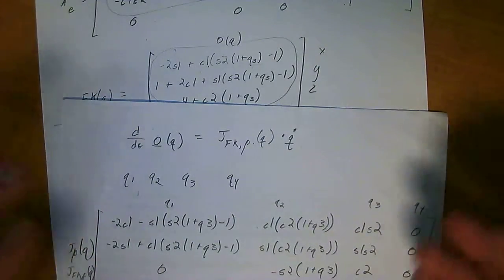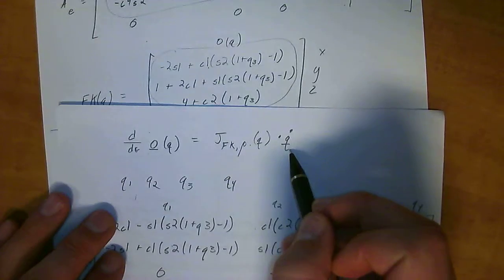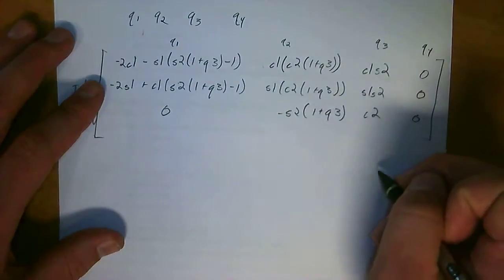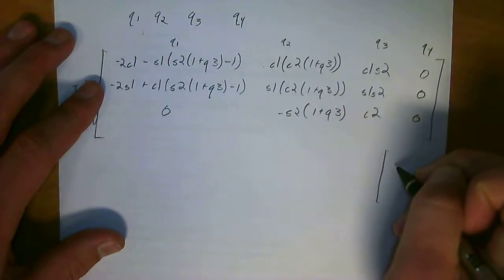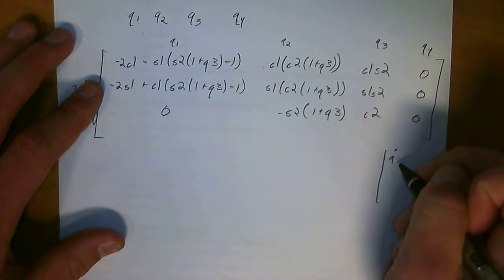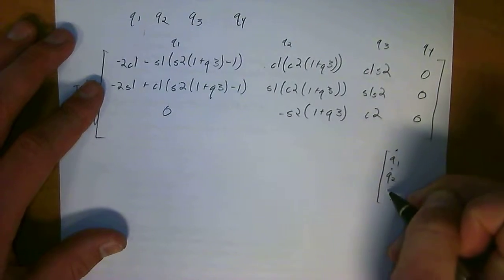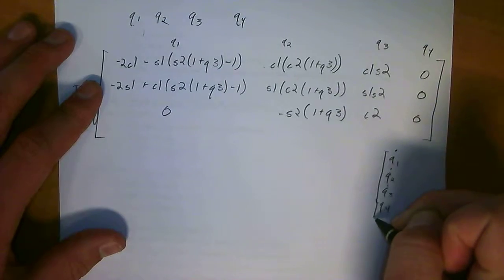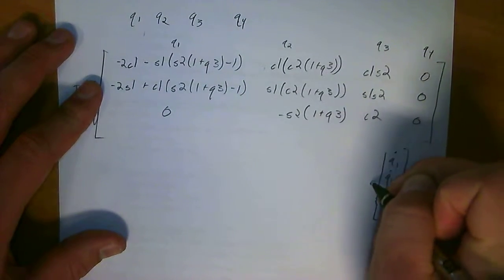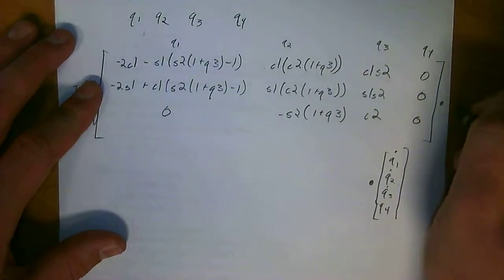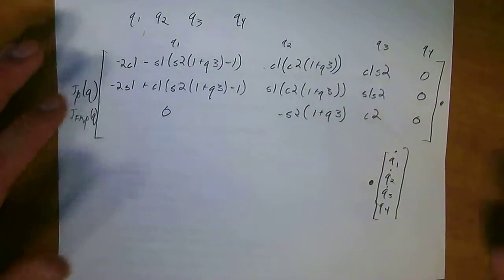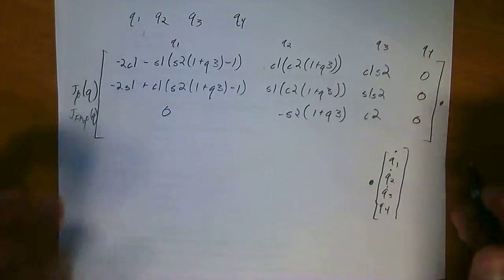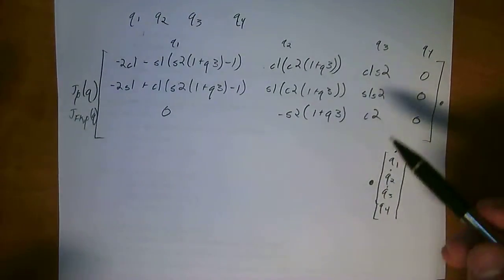But in order to make it an official answer, you have to deal with this Q dot. So in order to do that, you take this entire matrix, and ironically enough, you multiply it by Q dot: Q1 dot, Q2 dot, Q3 dot, Q4 dot. And that's times this. Those two are connected right there. And that could be your answer. That would be the complete analytic Jacobian for this matrix.